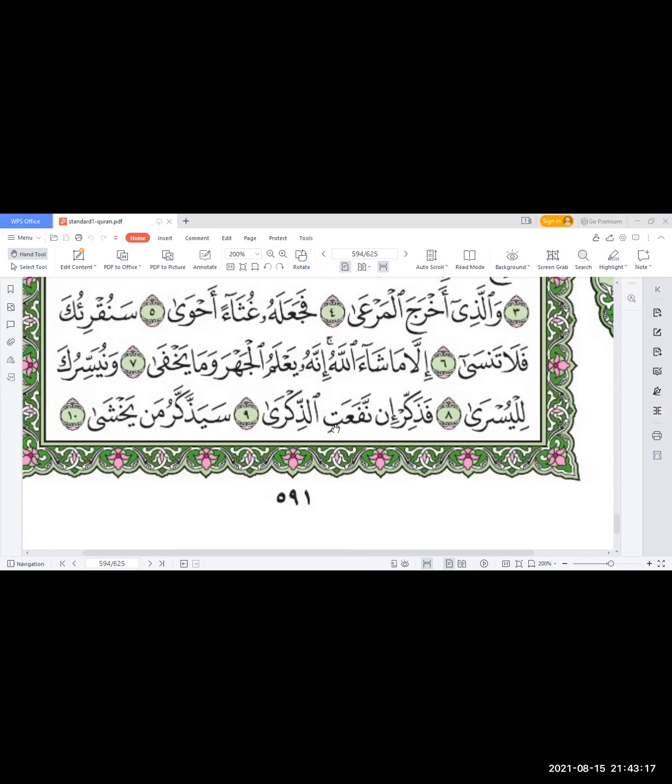Why is it feminine? Because it's jamak taksir. Jamak is a plural, a broken plural. Broken plural is referred to as she, it's feminine. Oh, okay. What would be the singular for this? Zikr. Should be just zikron.